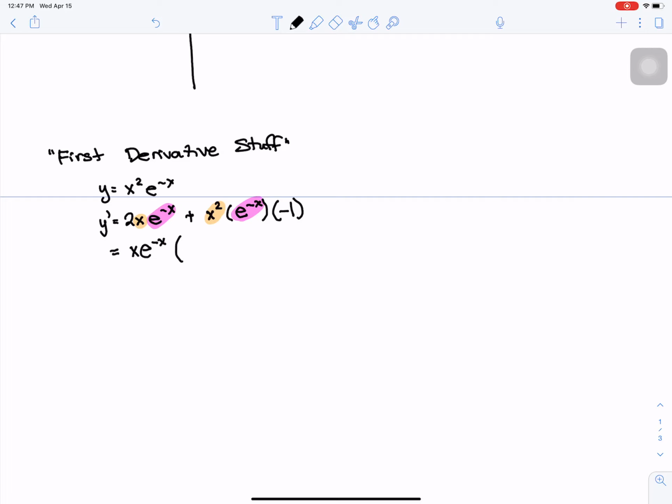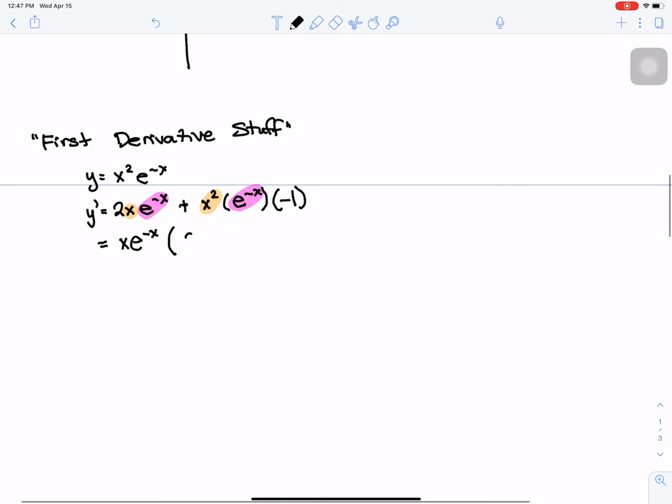So I'm left with 2 minus, because there's a minus sign, and then there's an extra x that hasn't been taken care of. And that is going to be my simplified derivative.